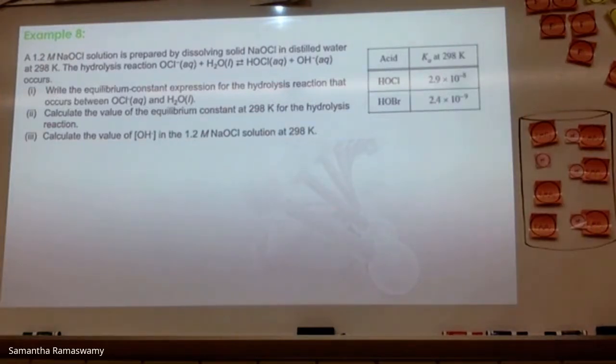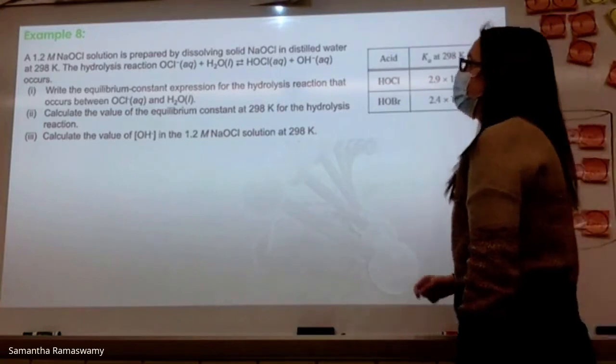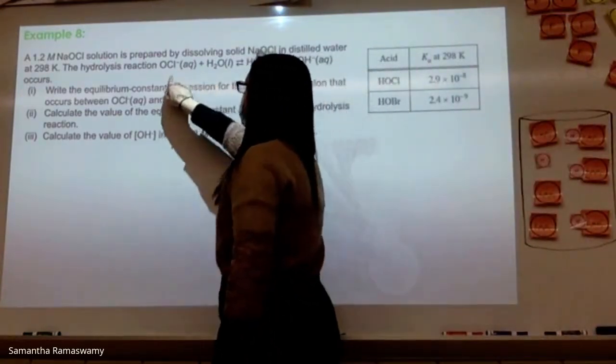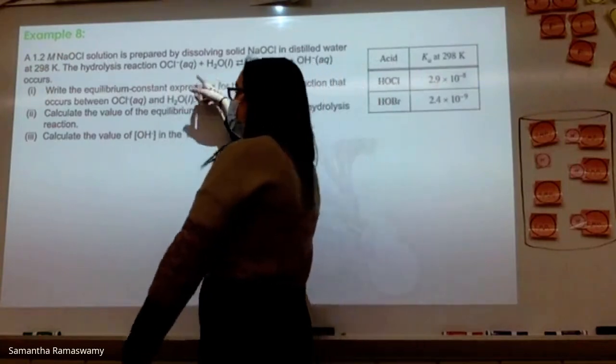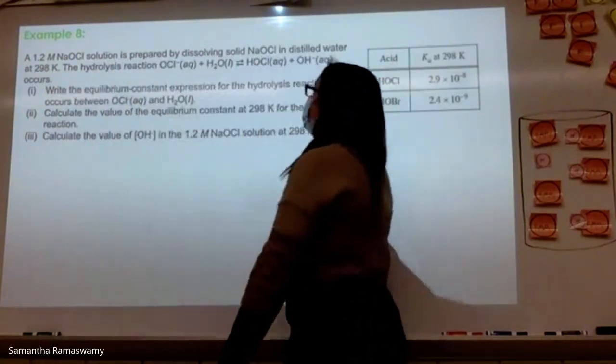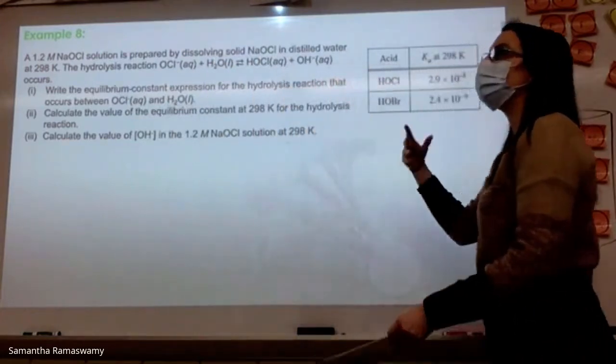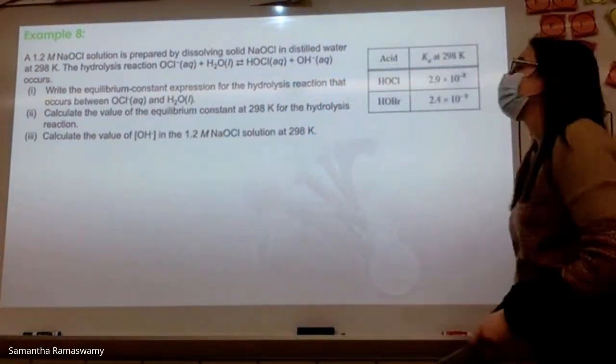The hydrolysis reaction, it gives us the hydrolysis reaction here. This hydrolysis reaction occurs. That's just something reacting with water, usually a weak acid or weak base. Part 1 says write the equilibrium constant expression for the hydrolysis reaction that occurs between OCl- and H2O.